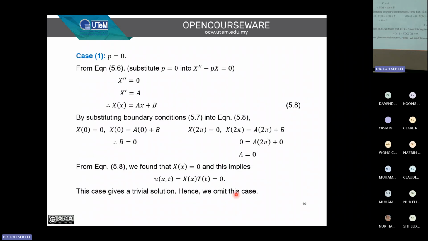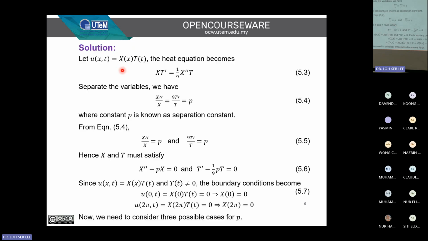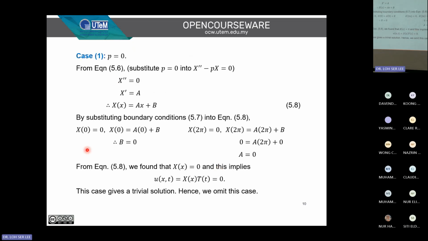We start with case 1, p equals 0. Do you get to see this? Not sure whether I block your view. This one is from equation 5.6. From these two equations, we substitute p equals 0. So we get X double prime equals 0, and another one is T prime is 0. But we solve for X first. We solve one by one.